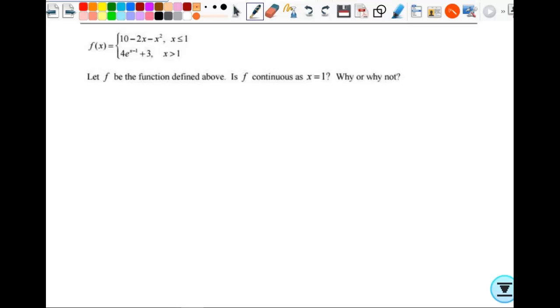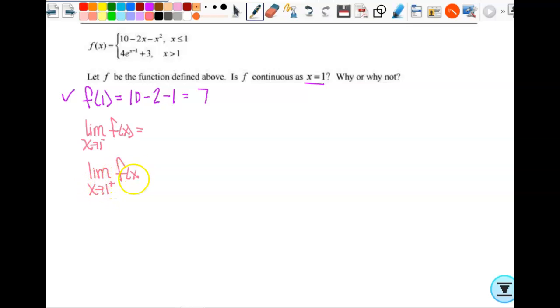It says let f be the function defined above. Is f continuous at x equals 1, why or why not? The first thing we want to do is find f of 1. Does that exist? Yeah, it's going to exist, so we need to figure it out. We would substitute, this will give me 10 minus 2 minus 1, 7. So the point exists. Check. Then we check the limit: the limit as x approaches 1 from the left of f of x, and the limit as x approaches 1 from the right of f of x.